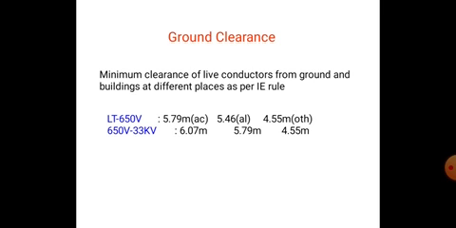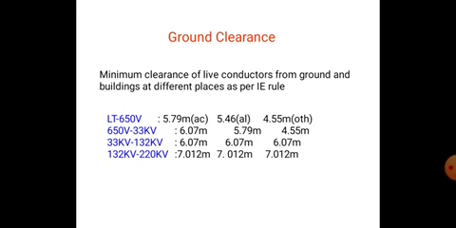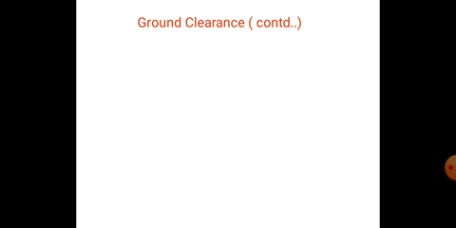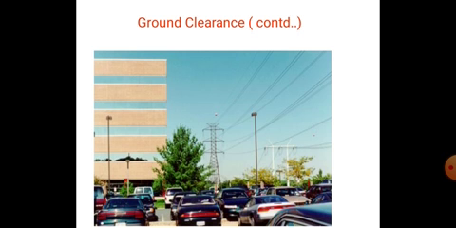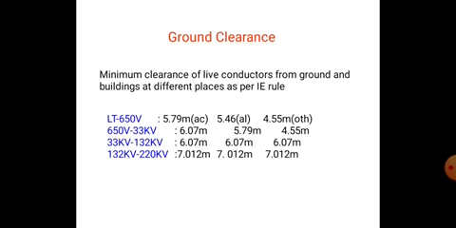For 650 volts to 33 kV, it is 6.07 meters and 5.79 meters and 4.55 meters. For 33 kV to 102 kV, 6.07 meters, 6.07 meters and 6.07 meters. For 130 kV to 220 kV, 7.012 meters along and across the street and others.